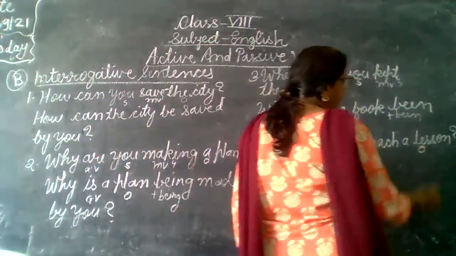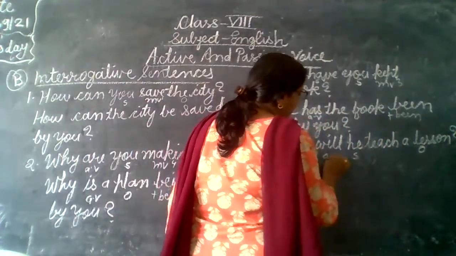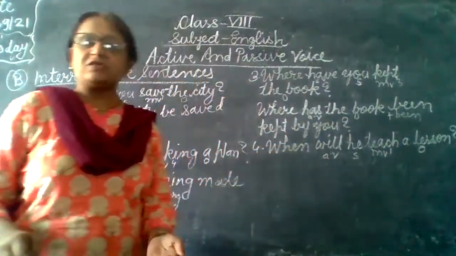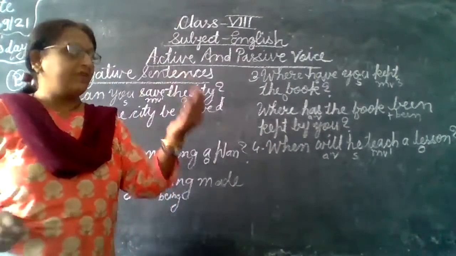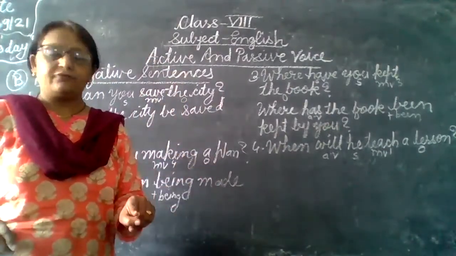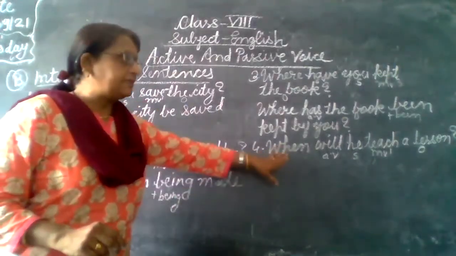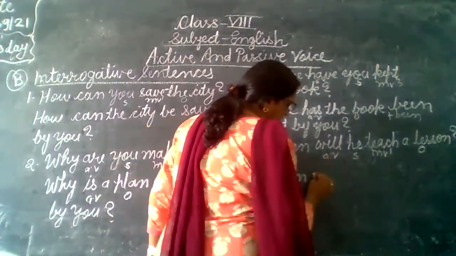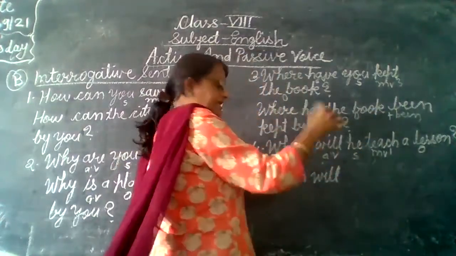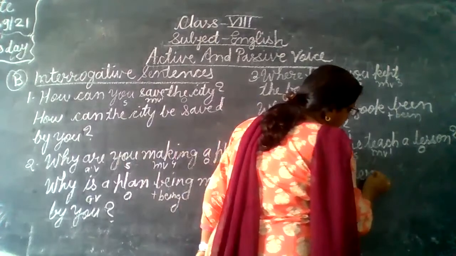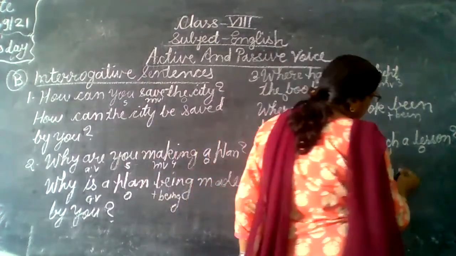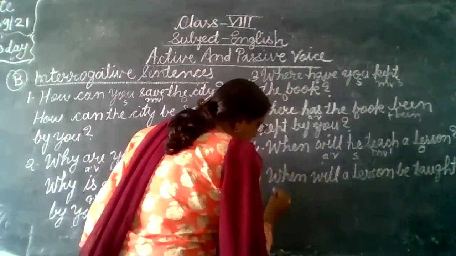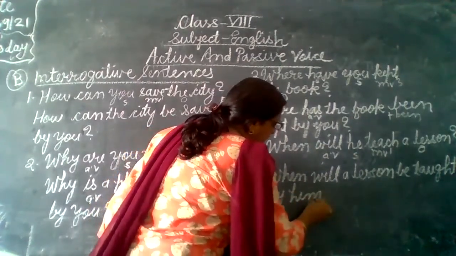Again, the object is also third person. Okay, subject, auxiliary verb. This is our simple future tense. And if we change the simple future tense into passive voice: object plus will be or shall be, main verb in the third form, and then by the subject. Now, since it is an interrogative, the WH type question, we will put it as it is. Then will, because our object is a lesson. A lesson is third person. Then will a lesson be taught by him? Him is our subject there.